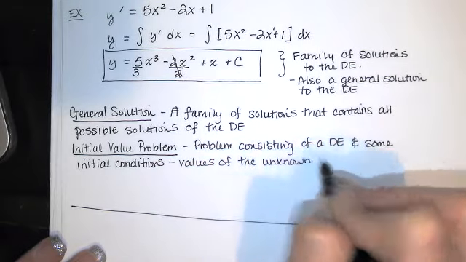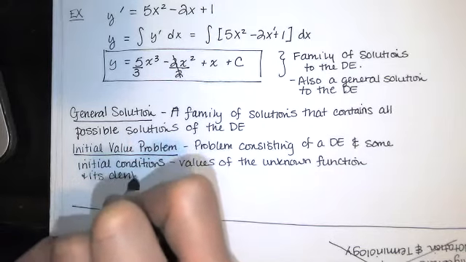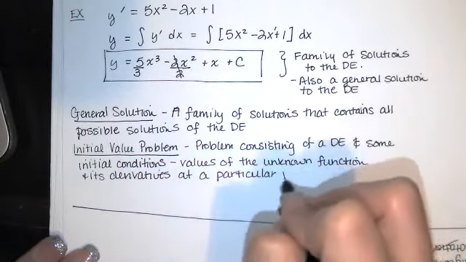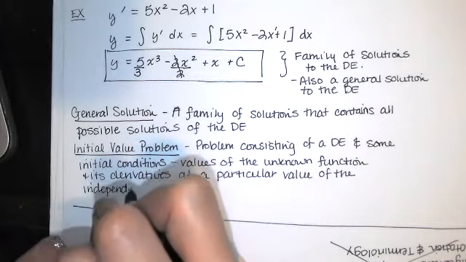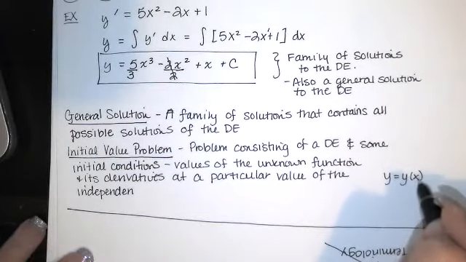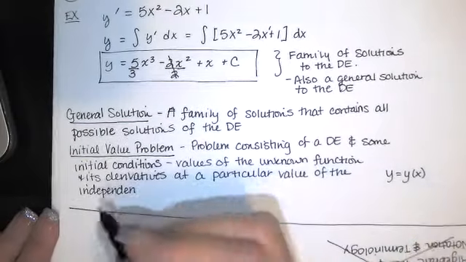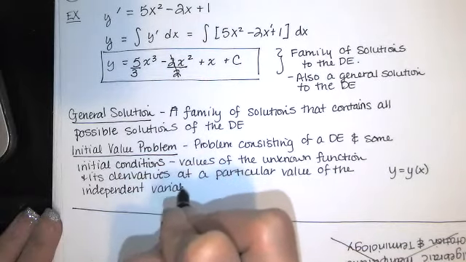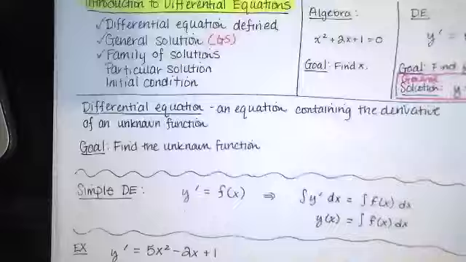So we know some value of the unknown function, the solution to the differential equation that we're looking for, and its derivatives at a particular value of the independent variable. And the independent variable, that's x. If you have y equals y of x, we're thinking y depends on x. So x is independent, can kind of do its own thing. Y depends on it. Once x does its own thing, y has to sort of follow along. So this is dependent and that's independent. So that's what an initial value problem is.